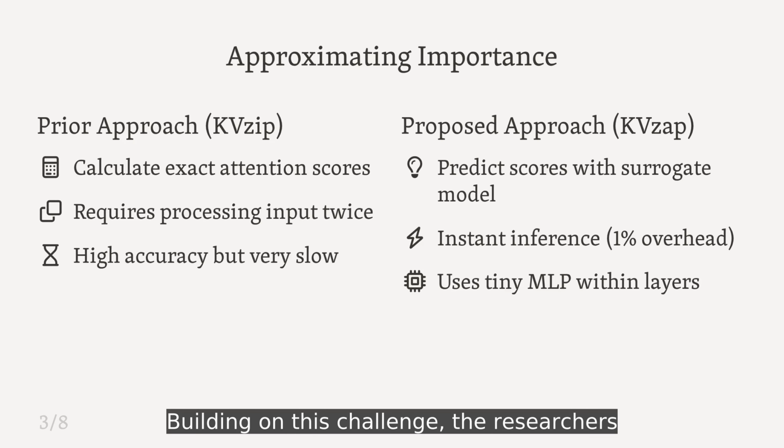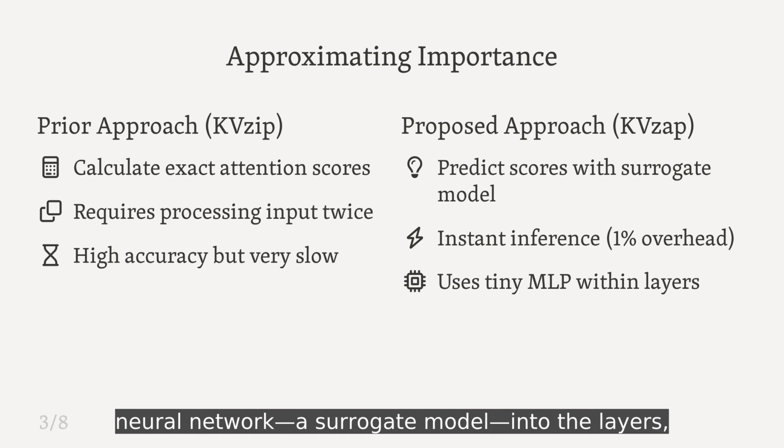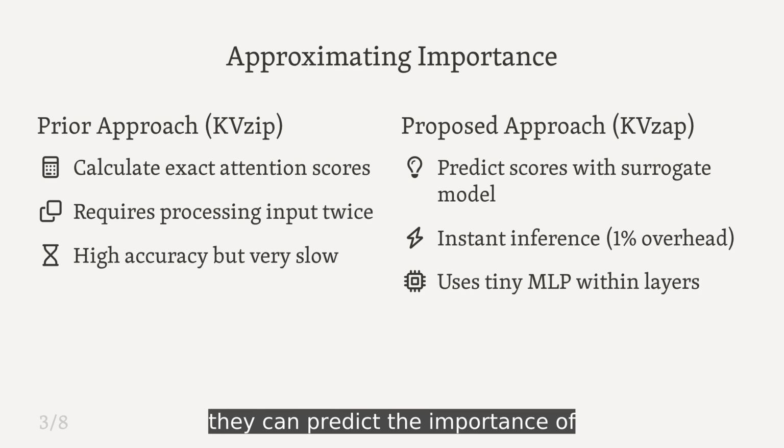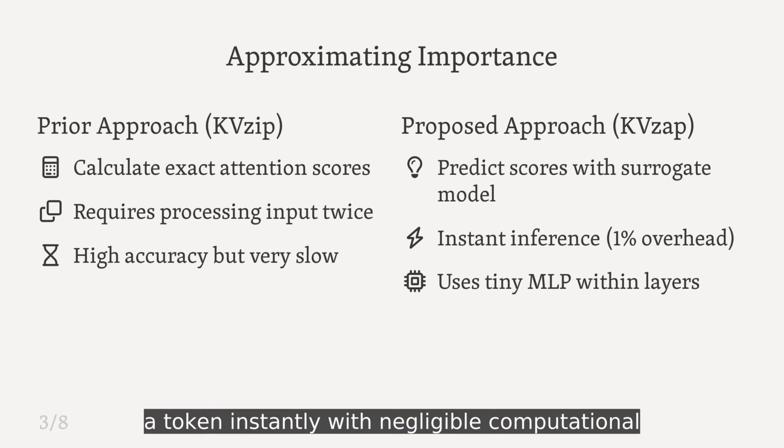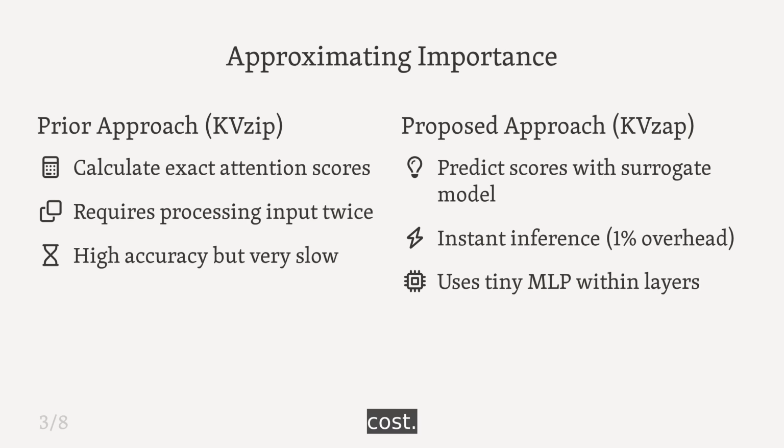Building on this challenge, the researchers looked at a high-accuracy method, which is precise but requires processing inputs twice. Their innovation, KVzap, replaces those expensive calculations with a fast approximation. By inserting a tiny neural network, a surrogate model, into the layers, they can predict the importance of a token instantly, with negligible computational cost.